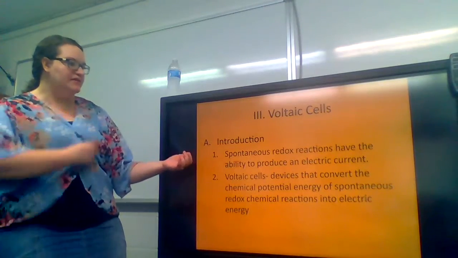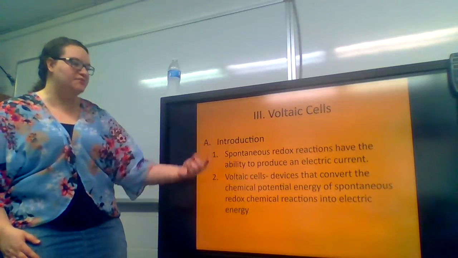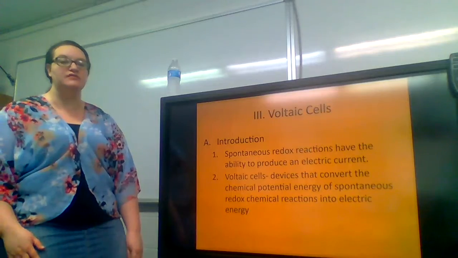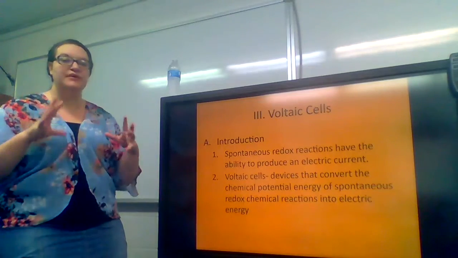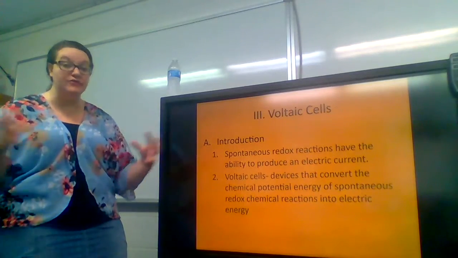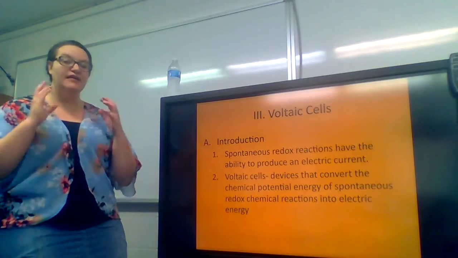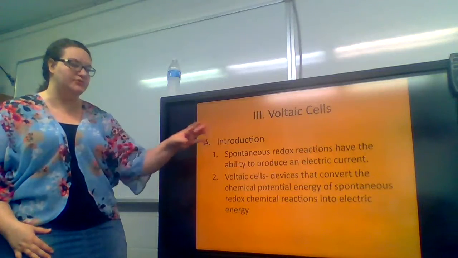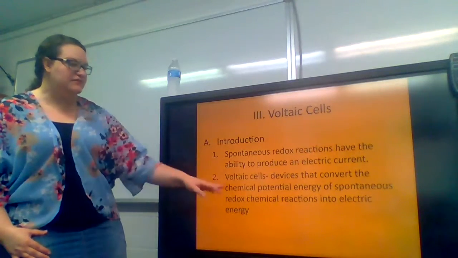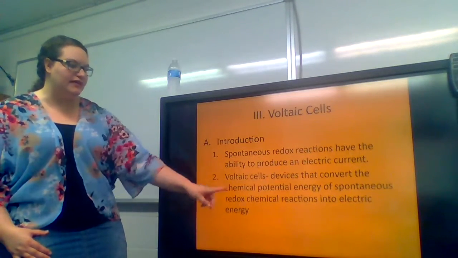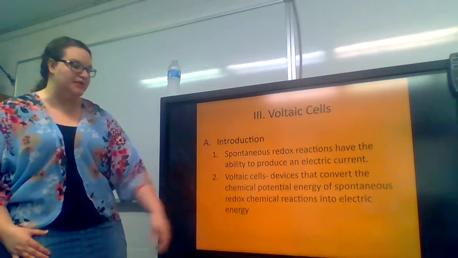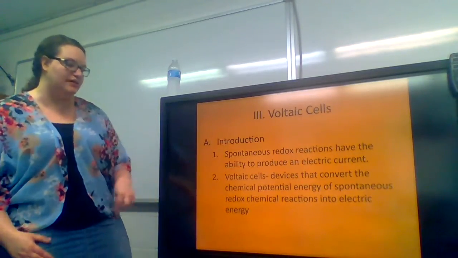But spontaneous redox reactions have the ability to produce an electric current, okay? So it is possible for a redox reaction, if it has enough energy behind it, if it has a strong enough acid or a strong enough base behind it, to produce an electric current. Voltaic cells are devices that convert the chemical potential energy of spontaneous redox chemical reactions into electrical energy.